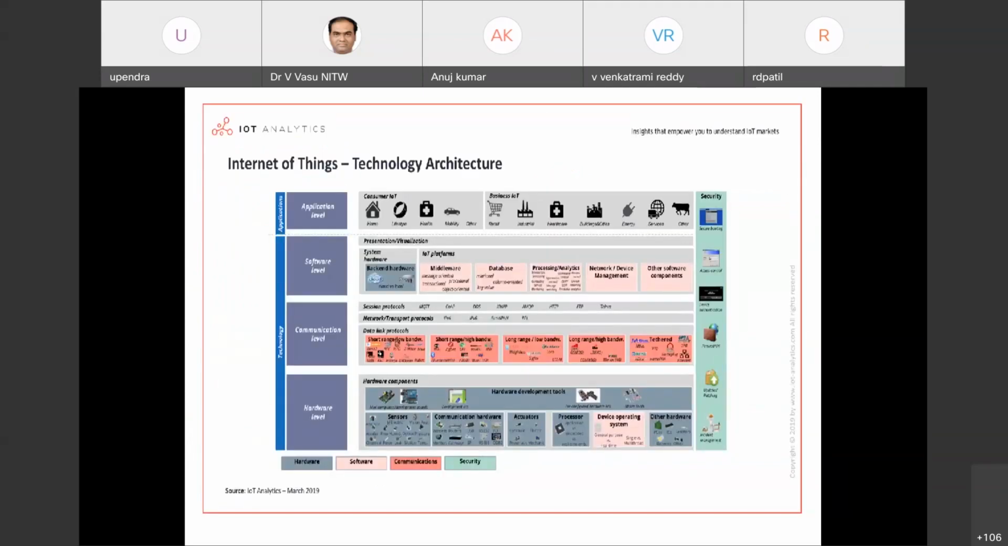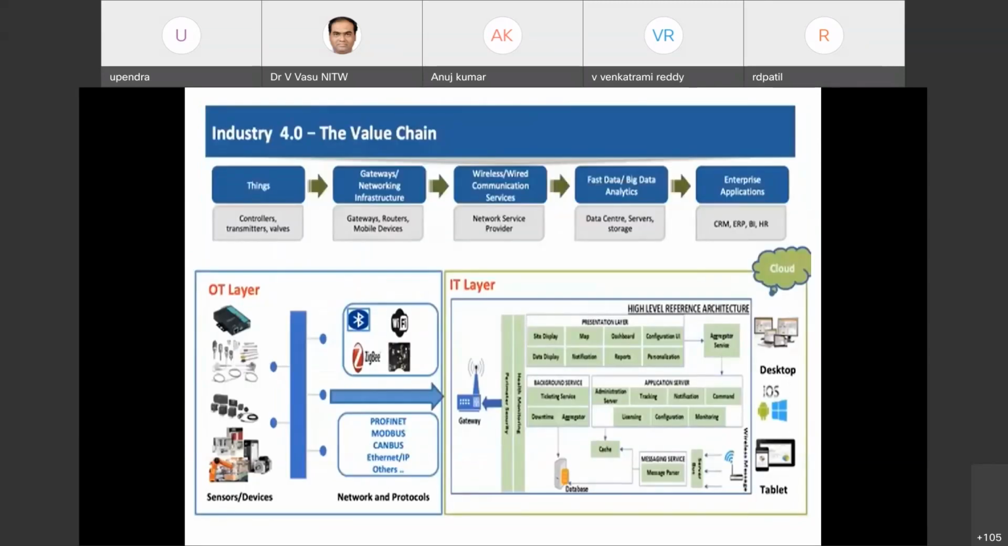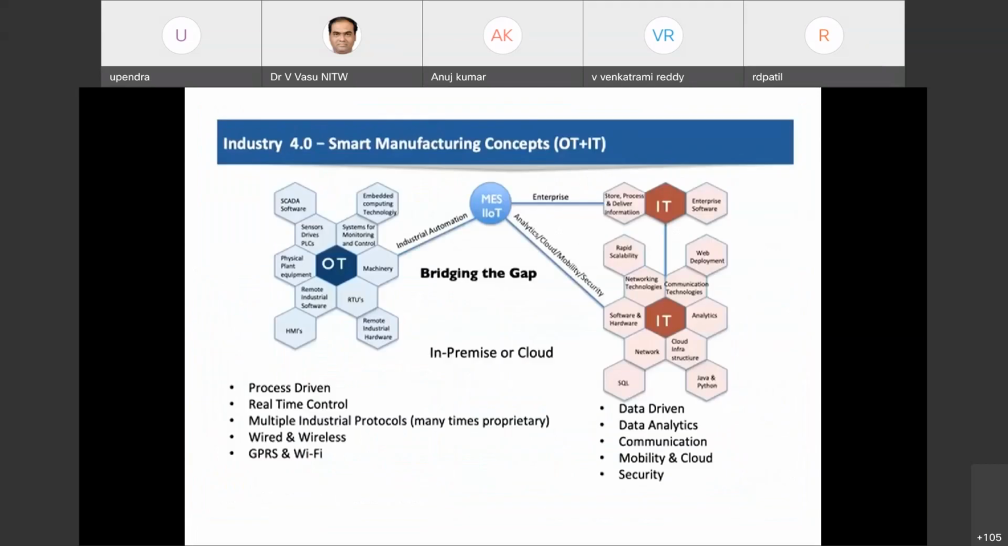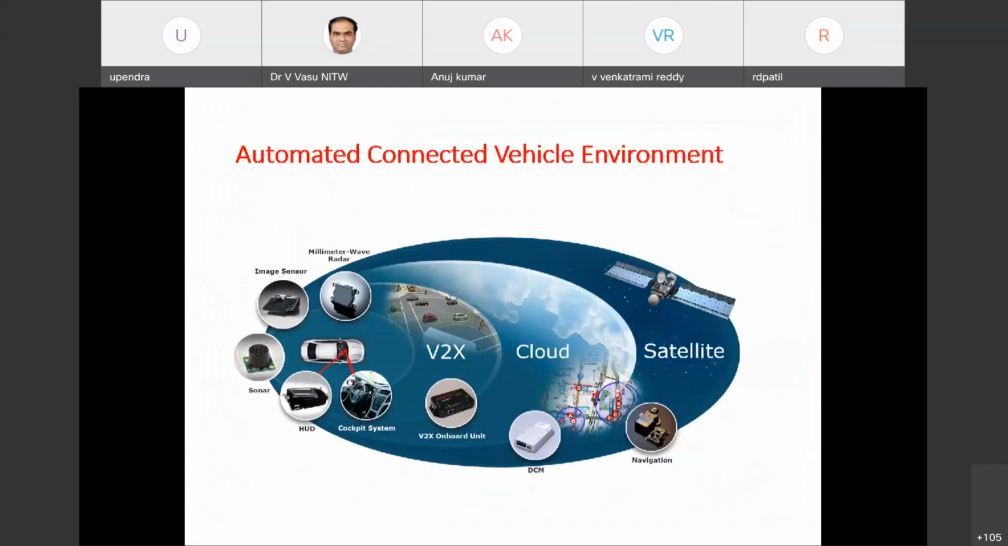Okay, so this is the architecture of the Internet of Things. It contains the hardware level, where different sensors are there, then the communication level, the software level and the application level. This application level is considered the cloud-based level, where different cloud applications will be connected. This is how the OT and IT layers of any manufacturing are connected. The smart manufacturing concept I will just skip.